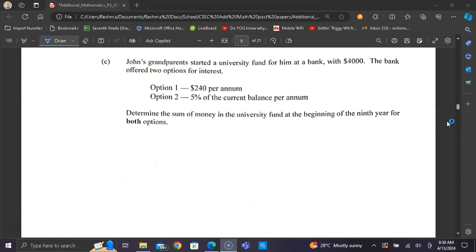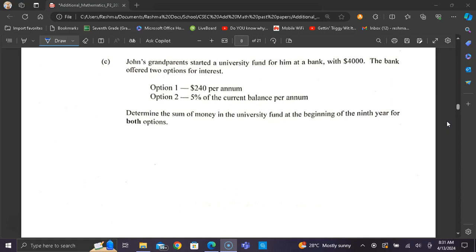Hi everyone, so let's continue with the June 2023 CSEC Add Math Paper 2, and we're on question 2 part C, which has to do with sequences and series. John's grandparents started a university fund for him at a bank with $4,000. The bank offered two options for interest. Option 1, $240 per annum, and option 2, 5% of the current balance per annum. Determine the sum of money in the university fund at the beginning of the 9th year for both options.